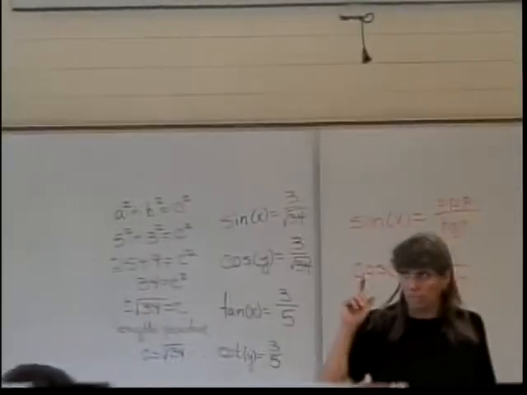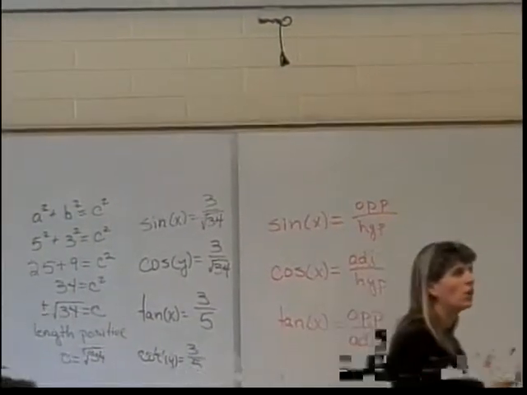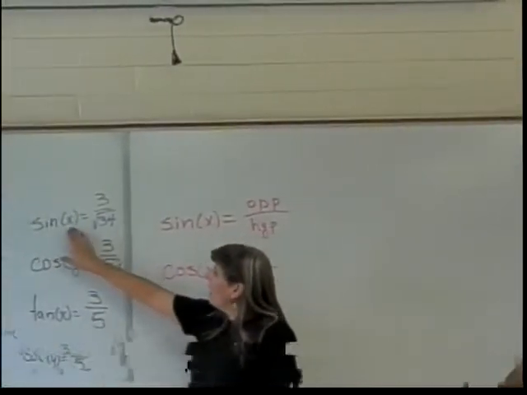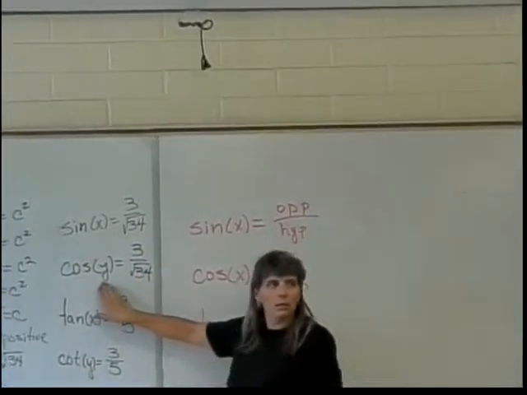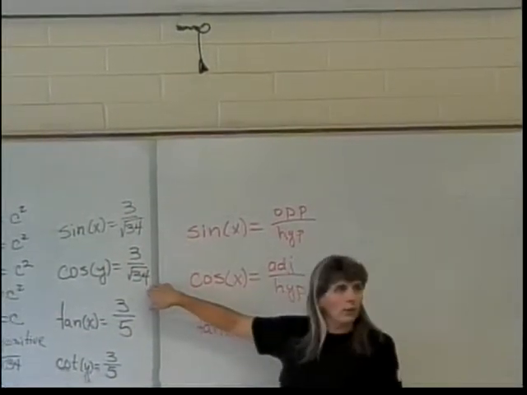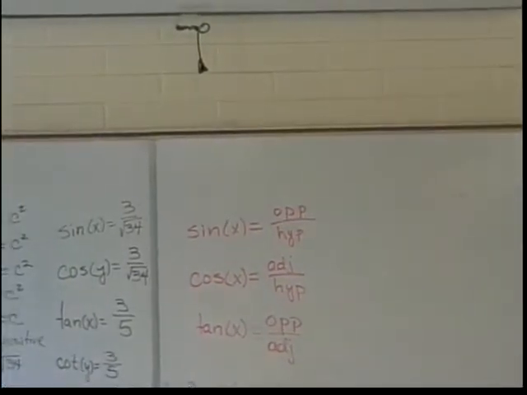co-function identities. We call them identities. Co-function identities. So since x and y add up to 90, then the sine of x is the same thing as the cosine of y.